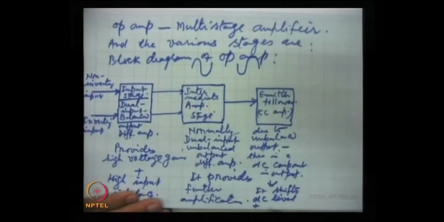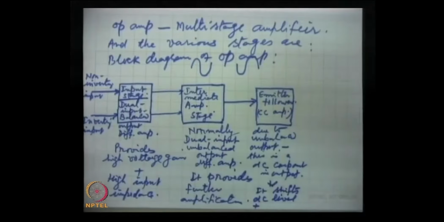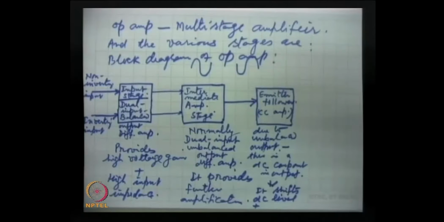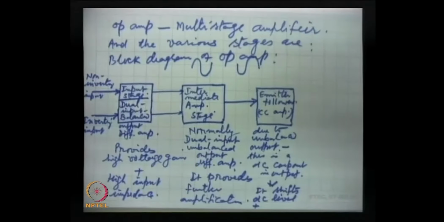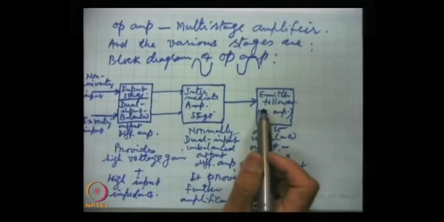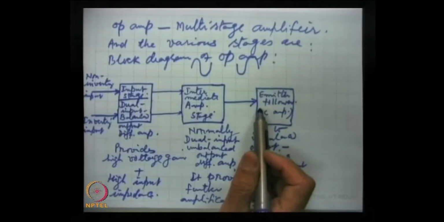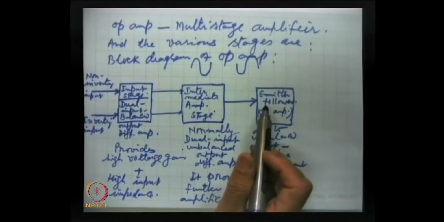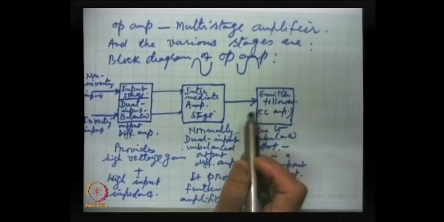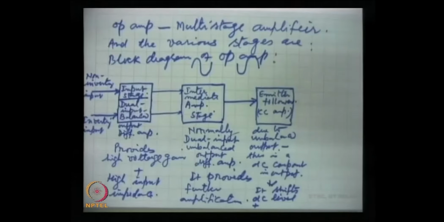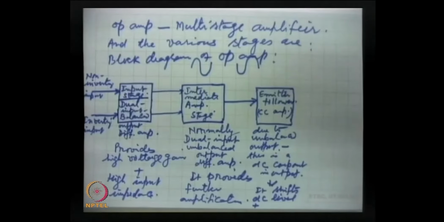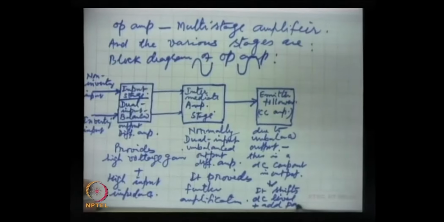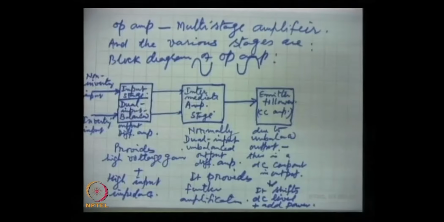Plus it adds power. You remember we studied the emitter follower in detail, that there is no voltage gain, but there is a current gain. So, there is a power gain, because power gain is the product of current gain and voltage gain. So, it adds power to the signal.